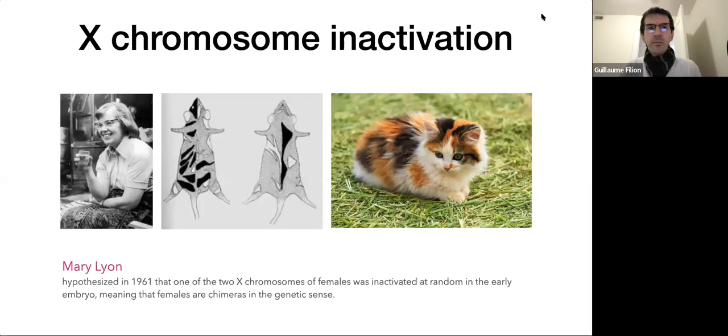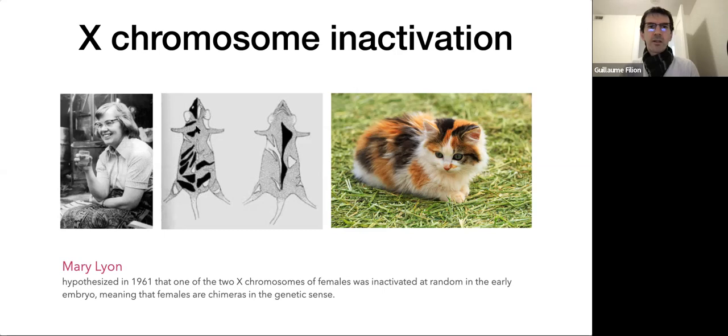So the next relatively big thing that happened is that Mary Lyon, that person here, as she appeared in 1961, she died recently, hypothesized that one of the two X chromosomes of females was inactivated at random in the early embryo, meaning that females are chimeras in the genetic sense. So Mary Lyon was studying the color of mammals, and she was really interested for very general genetic purposes in genes that would be on the X and that would affect the color of the skin or the color of the fur, if you want.